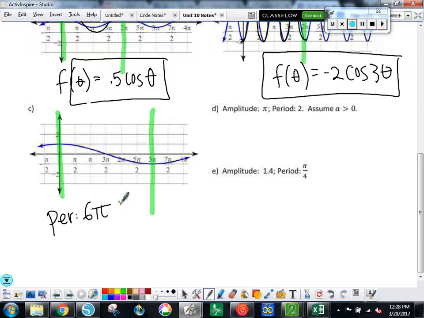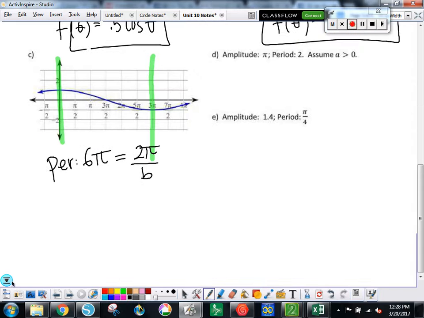Now in order to figure out B, is there a formula for the period? 2 pi over B. So I can take this 6 pi, set it equal to 2 pi over b. Can I use that to figure out b? Set up this equation. How do I solve?